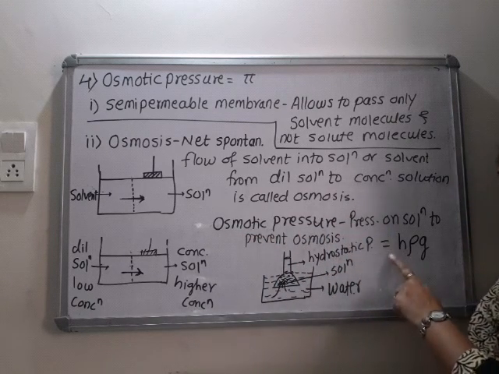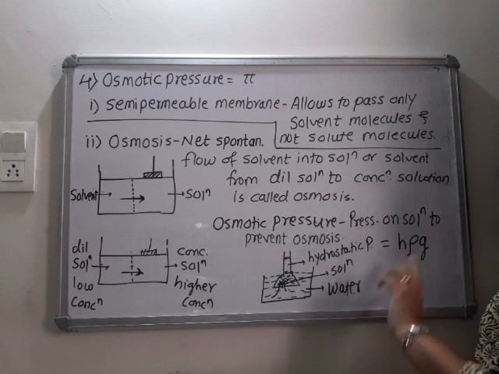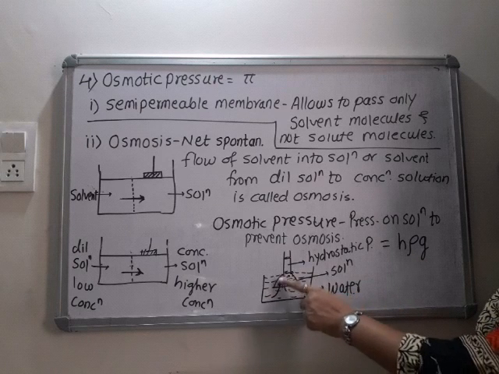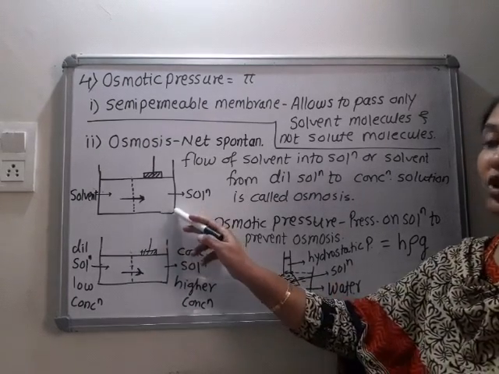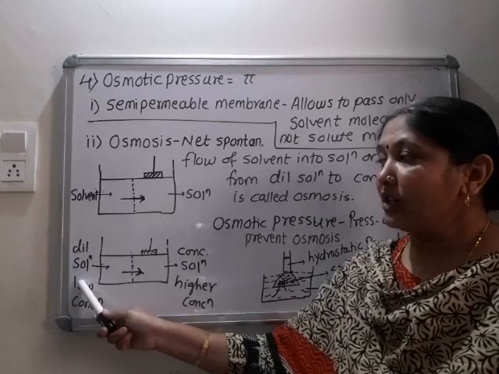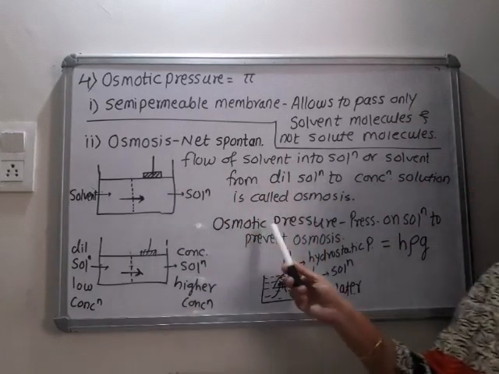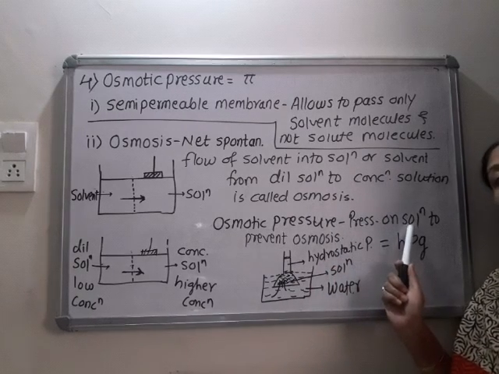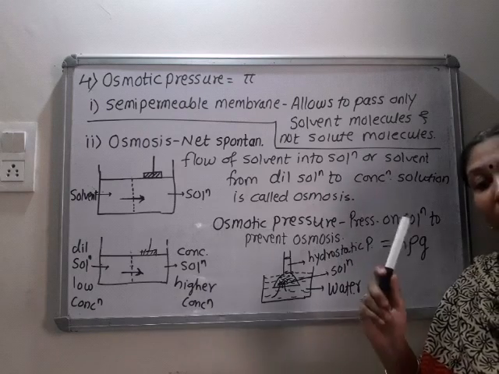How to calculate hydrostatic pressure? They have given the formula h rho g. h is the height of that column, rho is the density of this solution, g is the acceleration due to gravity. Clear these three terms? Semi-permeable membrane allows only solvent molecules to pass, not solute. Osmosis is the movement of solvent into solution, or less concentrated solution into more concentrated solution. Spontaneous flow, that is osmosis. And what is osmotic pressure? The pressure which prevents or stops osmosis is called osmotic pressure.